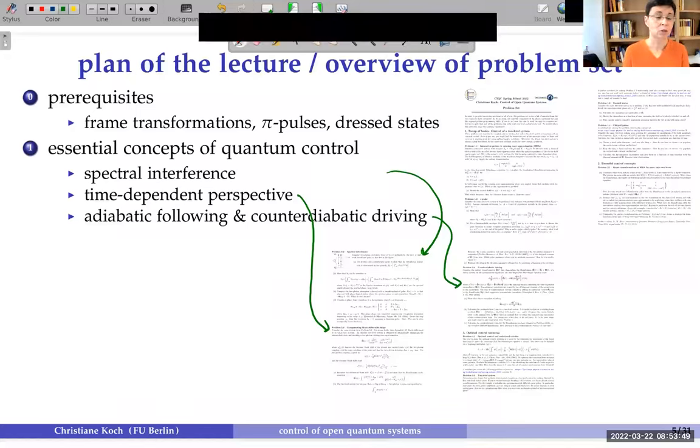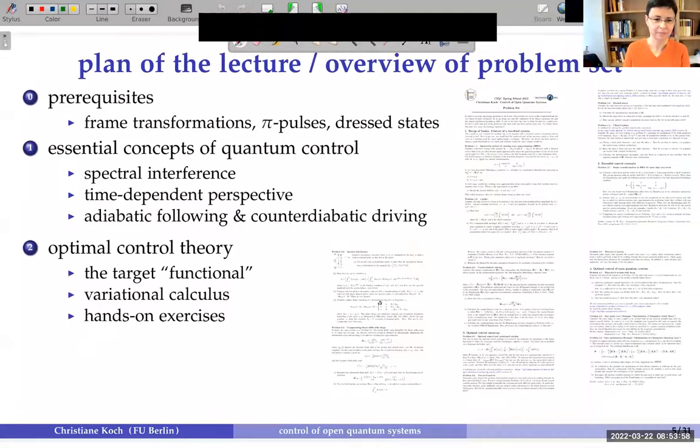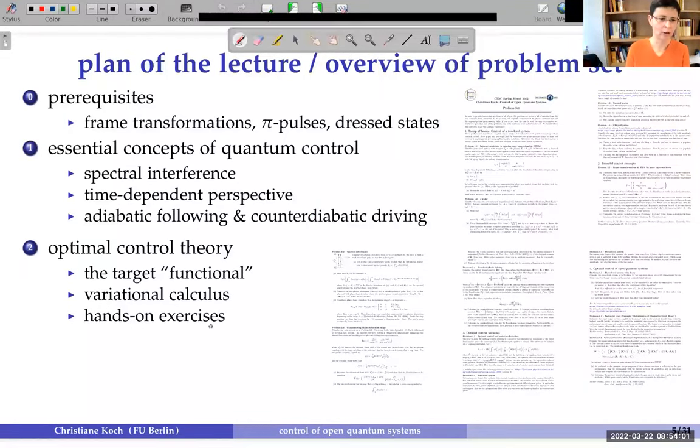Okay, so this is what we'll cover next. And then I think we deserve, at least after covering this, a break. But before then, moving on to optimal control theory, where I'll be more brief than in this part and introduce the notion of a target functional and how we can use variational calculus to calculate external control fields. And then there'll be some hands-on exercises that you can do numerically.